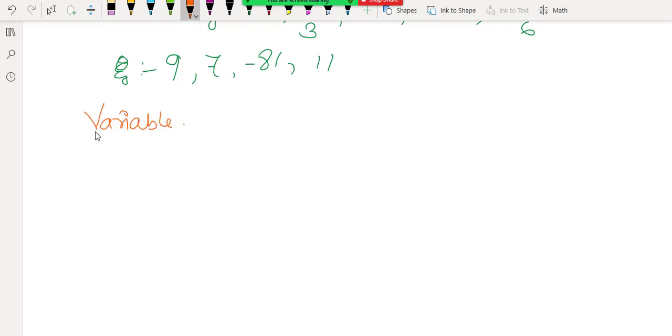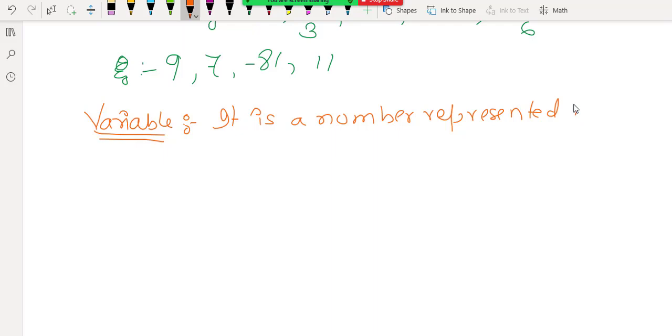So variable is what? It is also a number. Try to listen carefully. Variable is a number represented in the form of letters of the English alphabet.